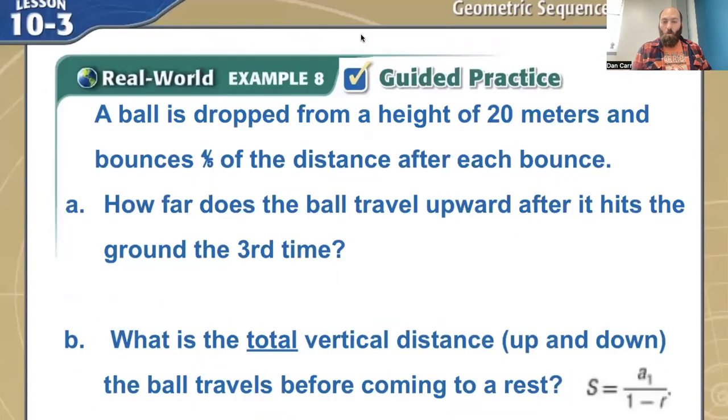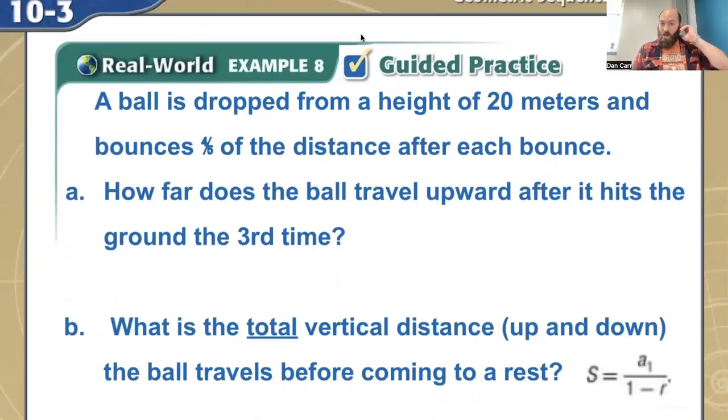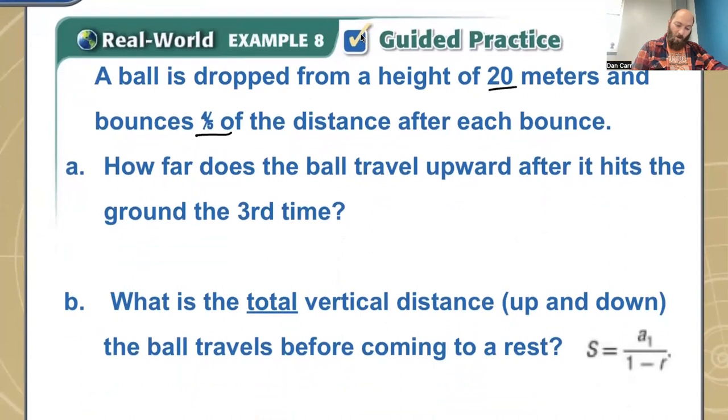All right, one more example we can look at, and that's going to be a real life problem like this. This one's going to have a little bit of extra challenge to it because it's got some extra stuff going on here. So we have a ball that's being dropped from a height of 20 meters and bounces 4/5 of the distance after each bounce. How far does the ball travel upward after it hits the ground the third time?